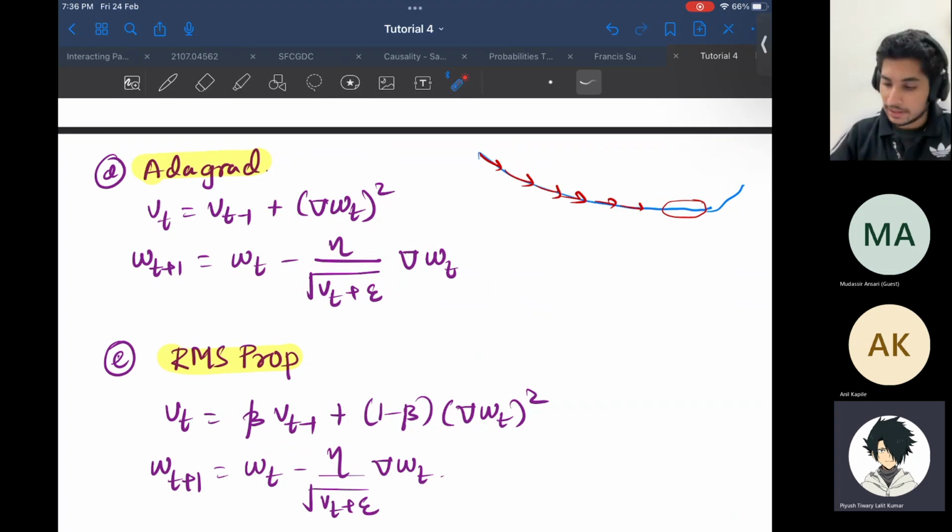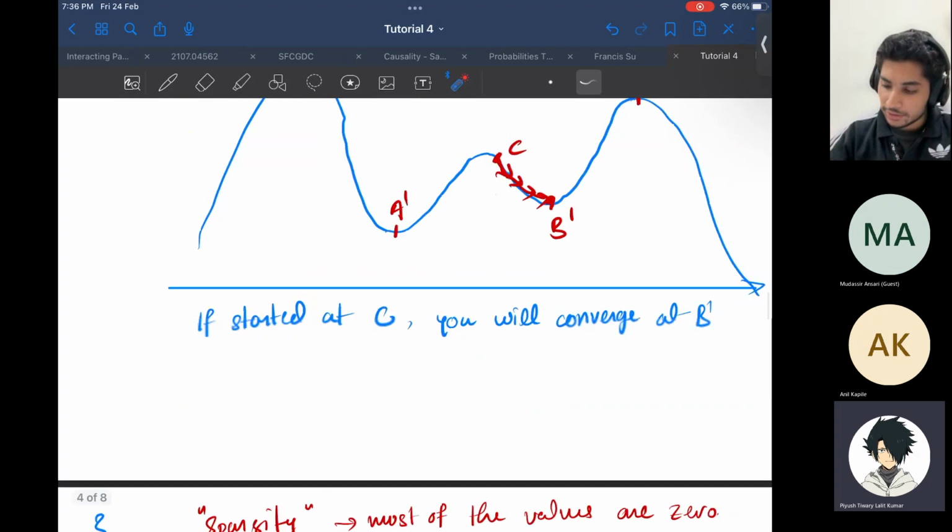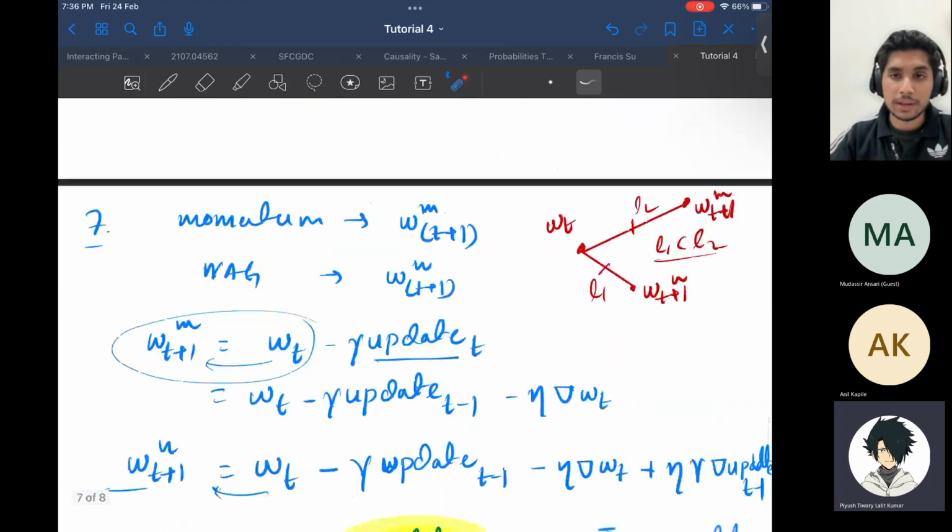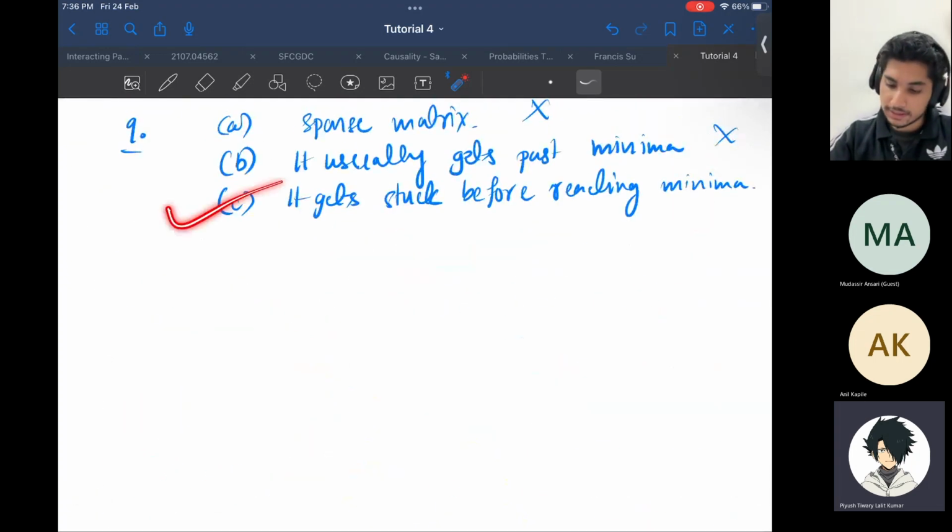I hope that I am clear. And in that case, what will happen is that before reaching the minima itself, you will get stuck, and hence this is a correct option. Okay, C is the correct option.